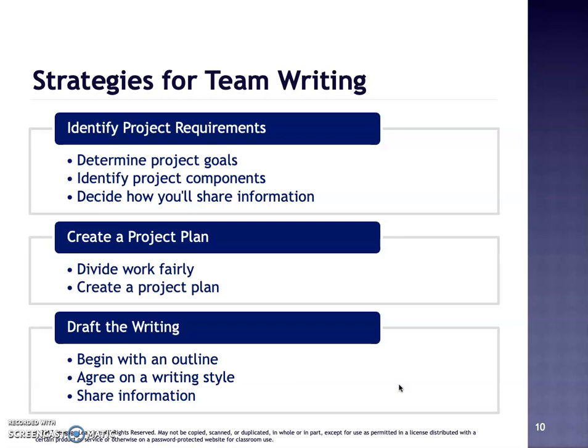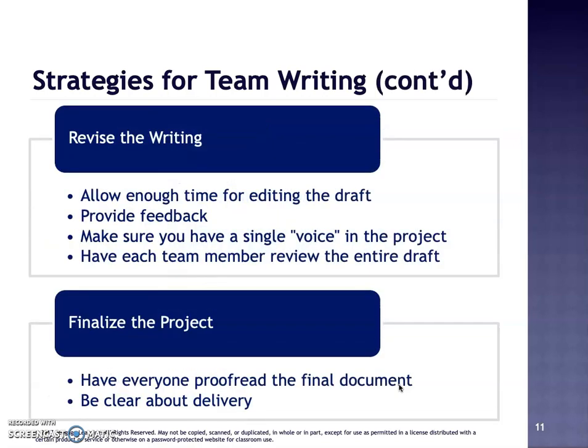When we begin writing, we want to draft that writing. So starting with an outline is always a great idea. And that outline can also help us figure out who's going to do what parts of the specific project. We're going to agree on a writing style. Are we writing this in the narrative style? Are we writing it in third person? Are we using bullet points? And some of that might come from the project requirements. And make sure we're sharing information, so using something like Google Docs where we can write together.